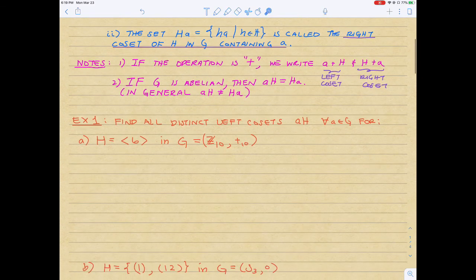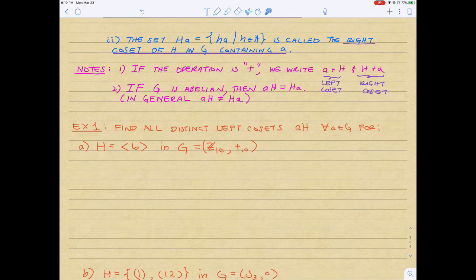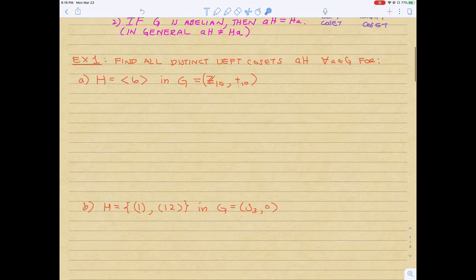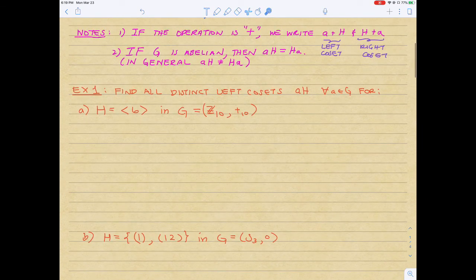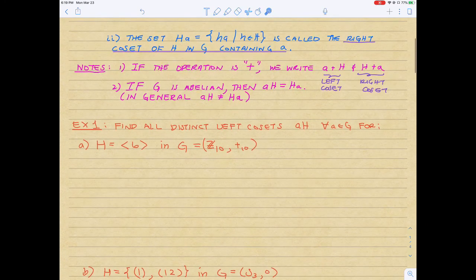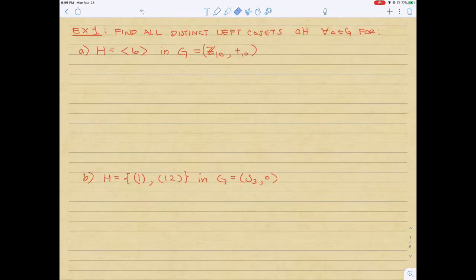So we're going to look at some examples before we get into the properties of cosets. Example one: find all distinct left cosets aH, for all a belonging to G, for H equal to the cyclic group generated by 6 in Z10 under addition mod 10.